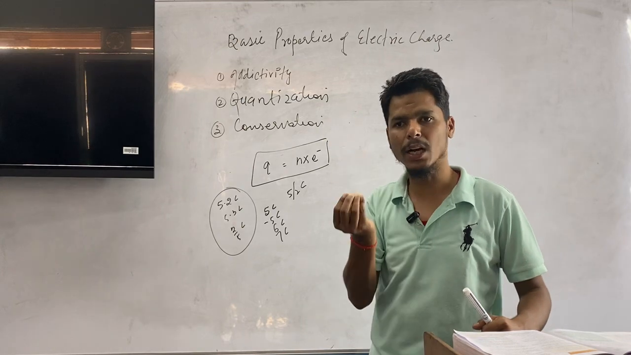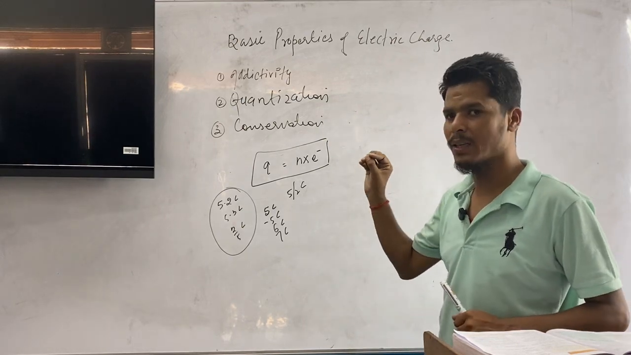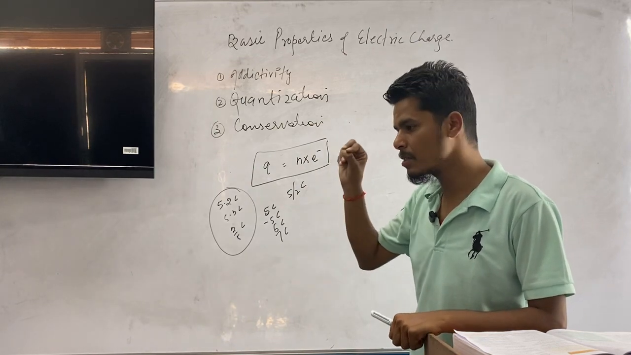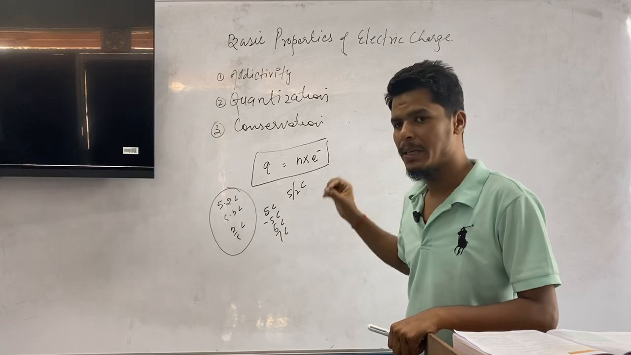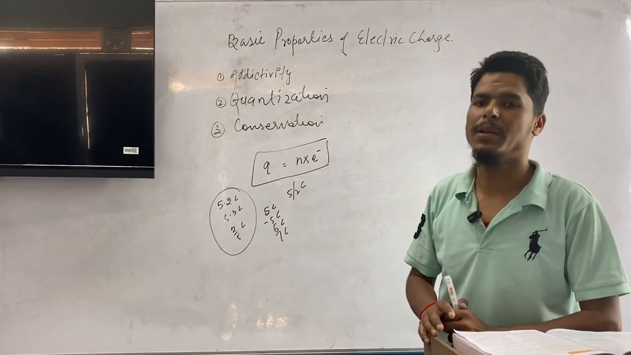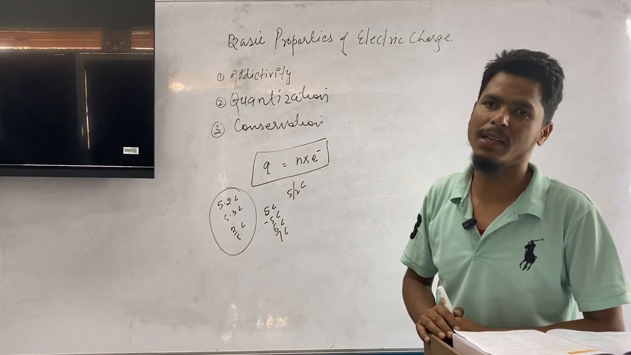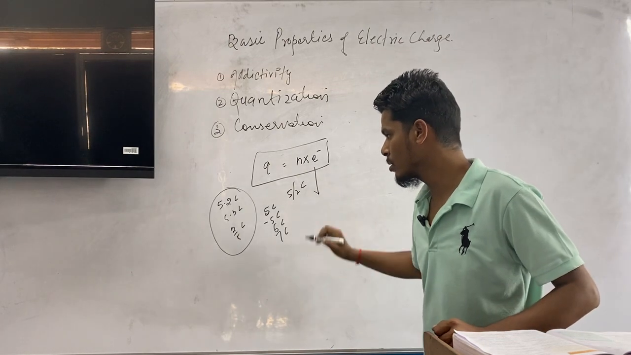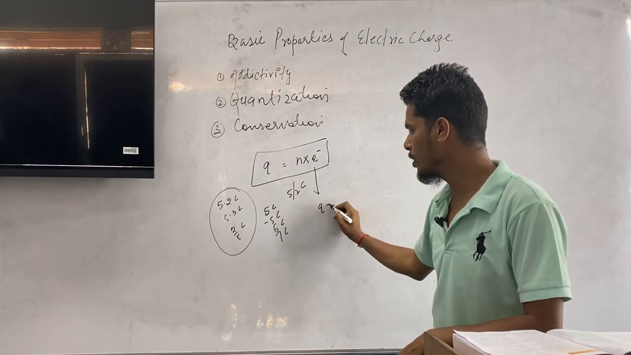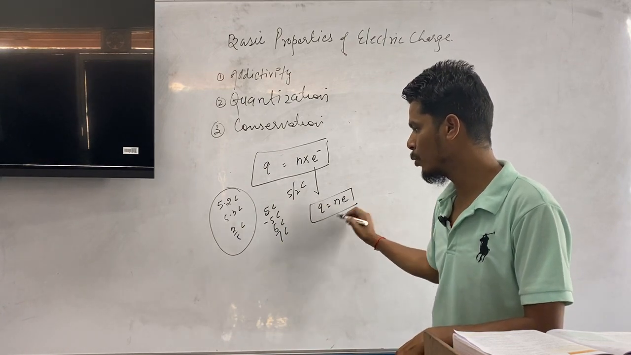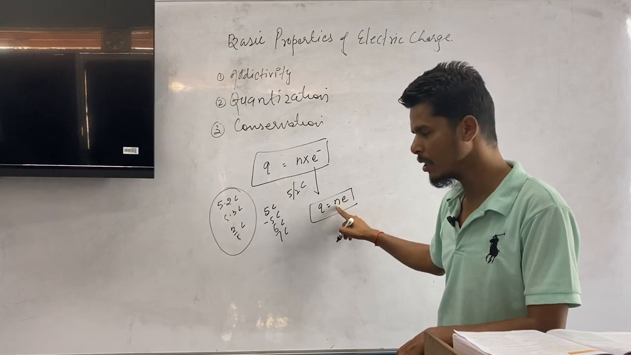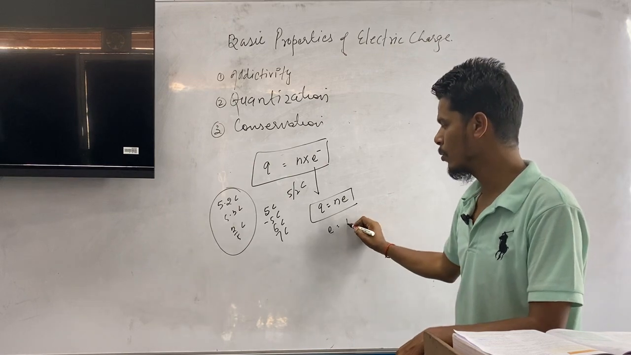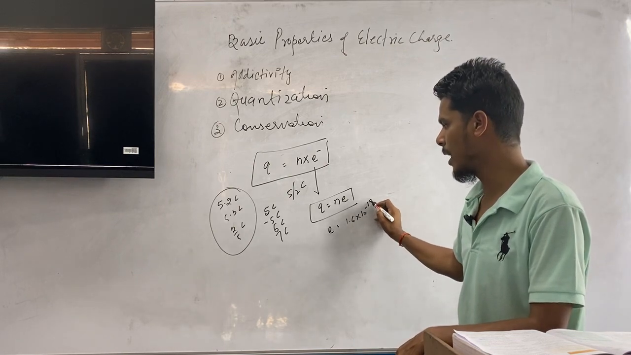So what we can conclude from here, we can say quantization means the total charge of a body must be an integral sum of the charge on the basic elementary particle, that is an electron. So from here we derive a formula, that is Q is equal to NE. Q is charge, N is number of electrons, and E is the charge on an electron, that is 1.6 into 10 to the power minus 19 coulomb.